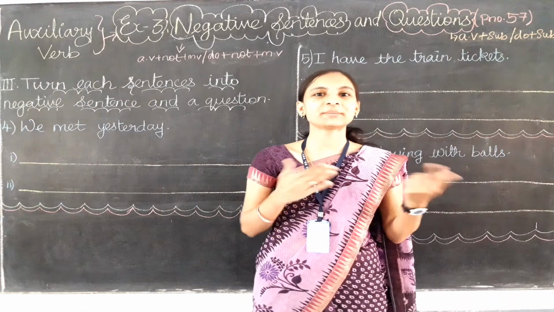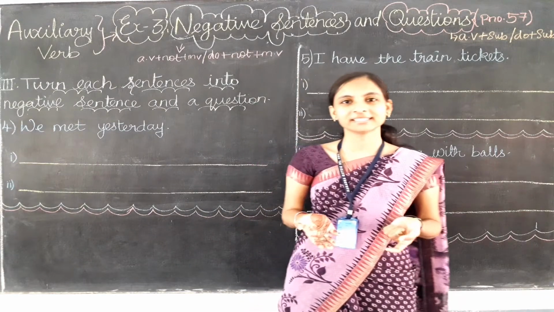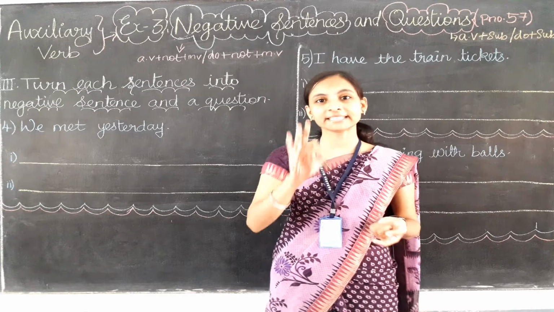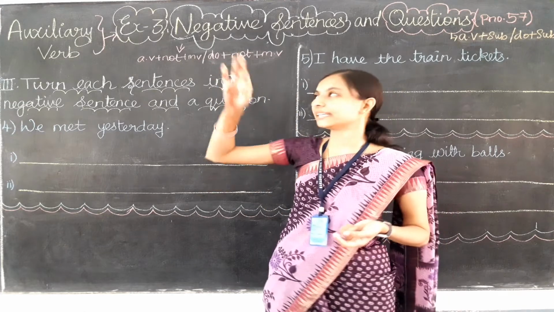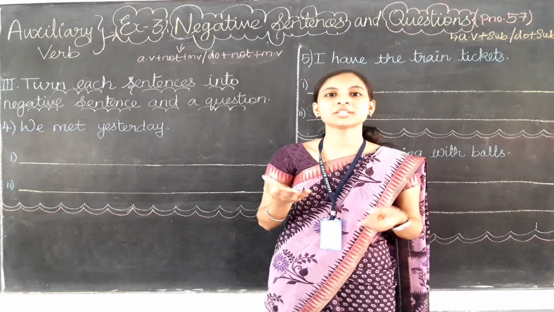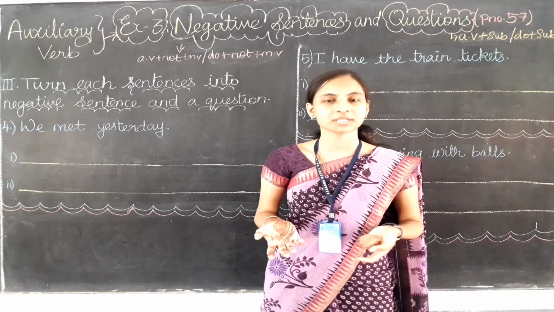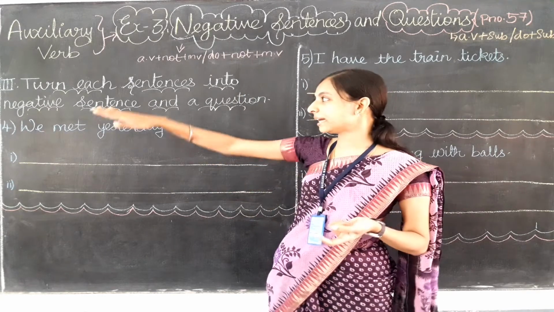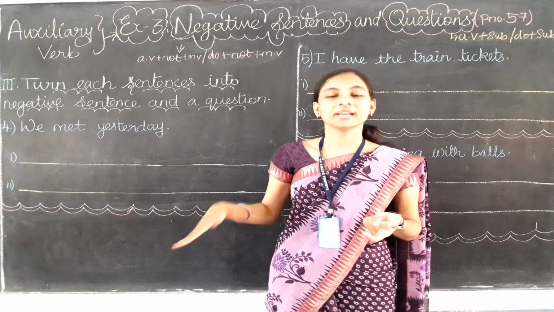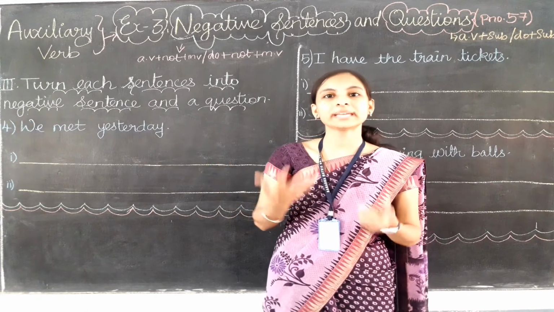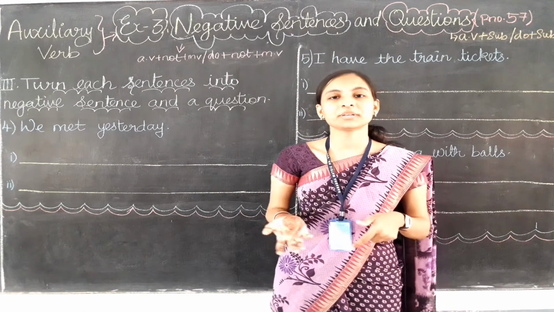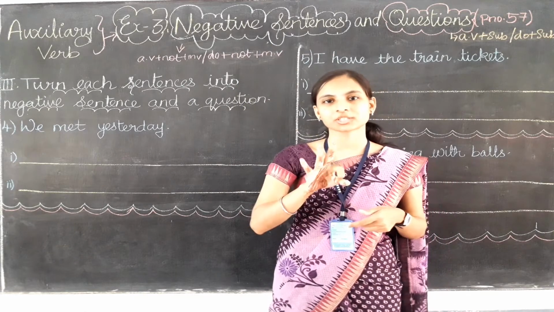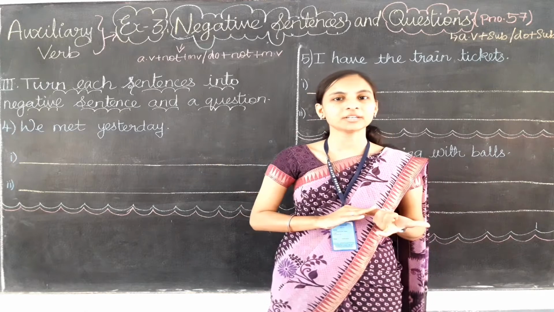Hello students, in the previous video we have already learned and done 3 questions based on the exercise Roman number 3, that is to make the sentence into negative as well as the question. There will be a normal statement which we need to make into the negative sentence as well as the question. In the previous video we have done 3 questions, and another 3 questions I have written on the board.